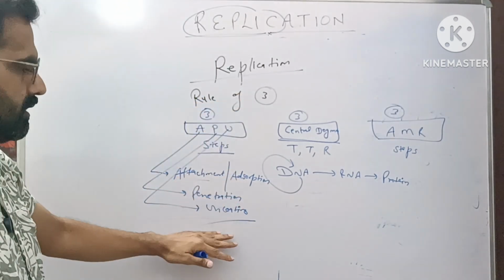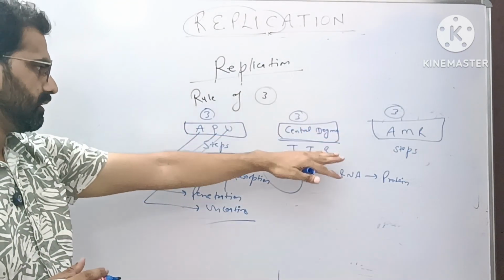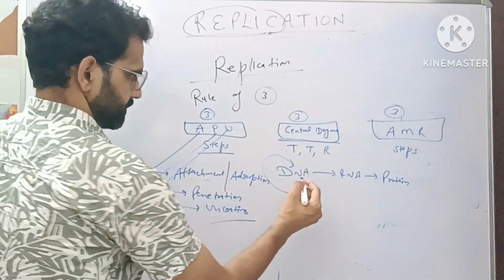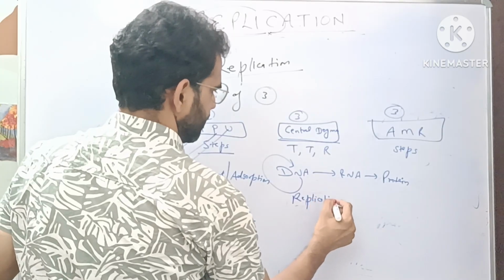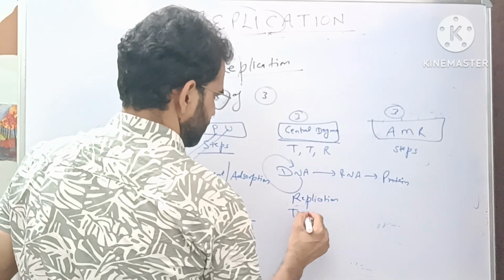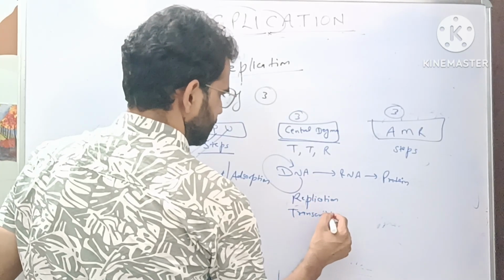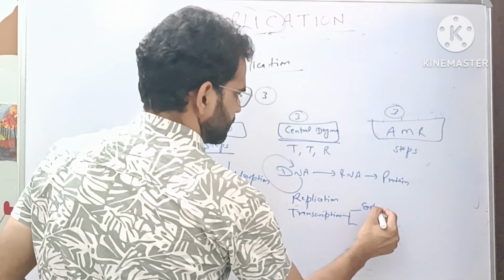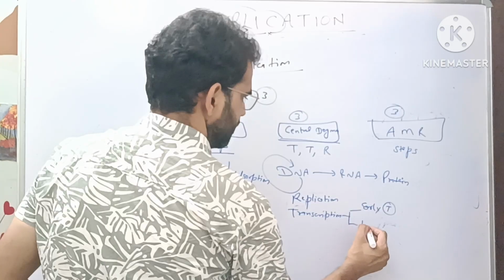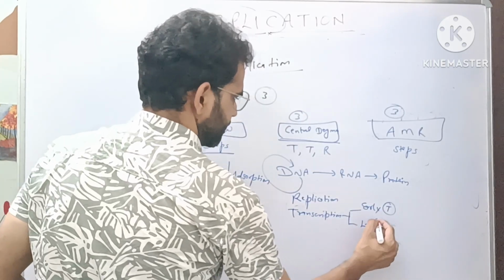So these are the 3 steps. Then the central dogma 3 steps are replication, then transcription. Transcription is of 2 types: early transcription and late transcription.